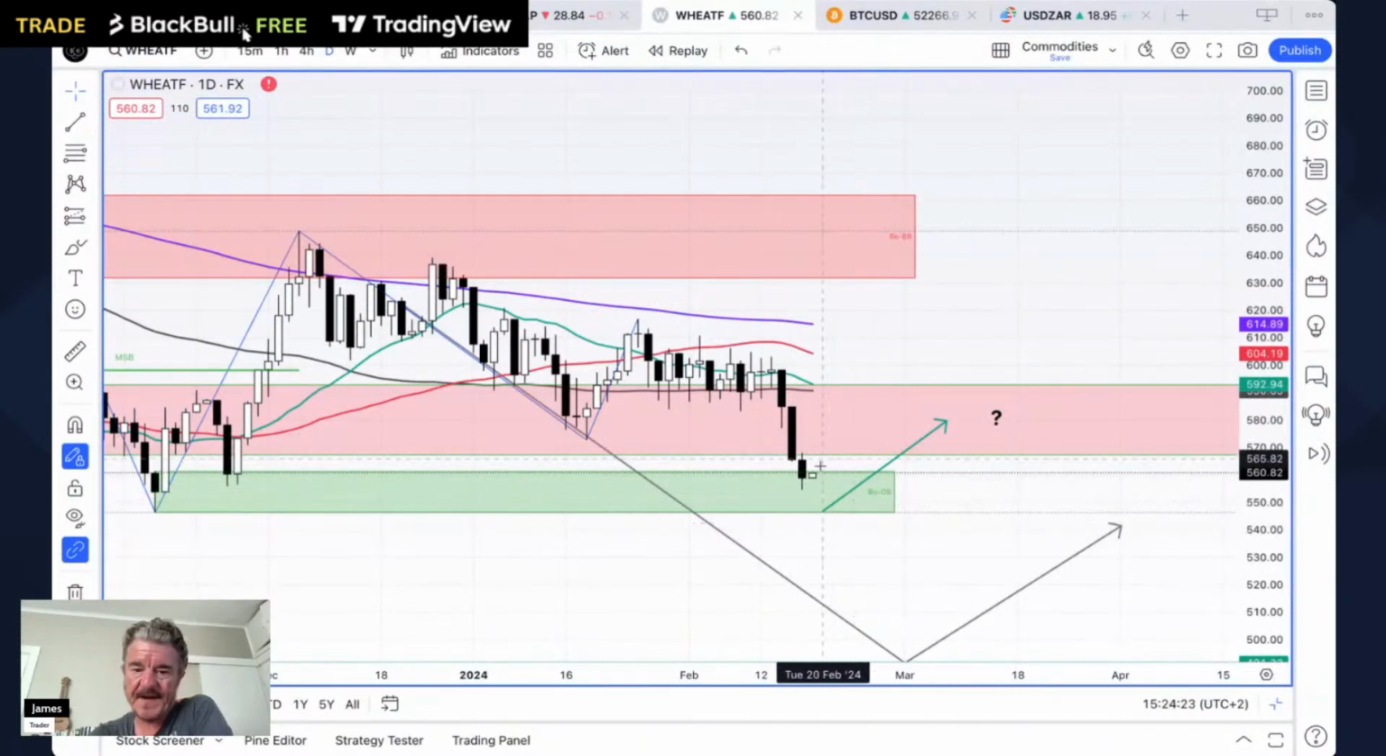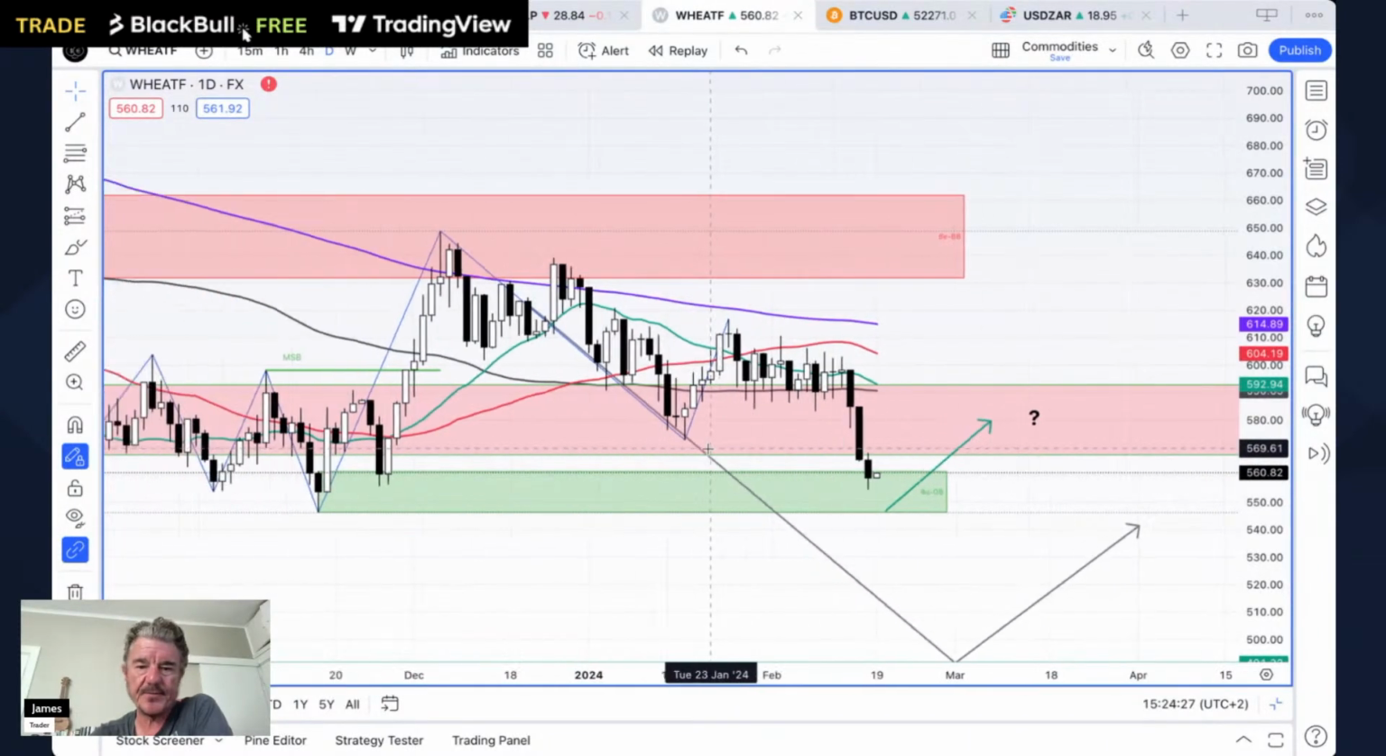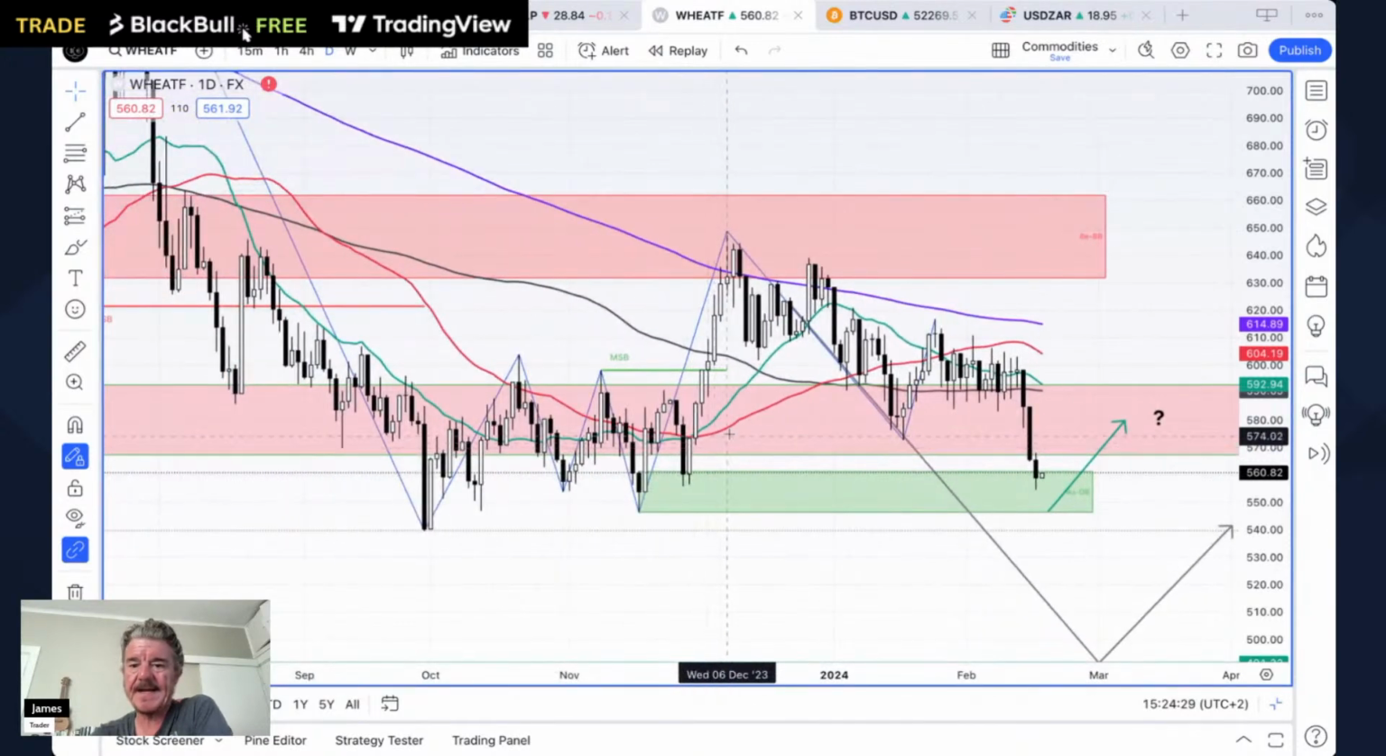So we might find support here. I don't know. I haven't really done a lot of work on this, but I do know that I wouldn't be buying this at this point. And people were going long here. Again, this breakout through this MSB line here. Everyone was going long, and there was the Ukraine situation going on and getting worse at certain points, and a perceived shortage of supply.